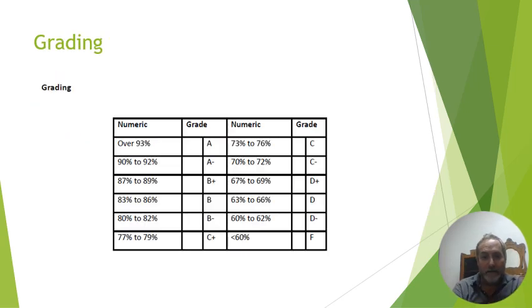My grading scheme is conventional, right? So 93 and up is an A, 90 to 92 is A minus, and so on. This should be pretty familiar to you at this point, but if you have any questions, let me know.